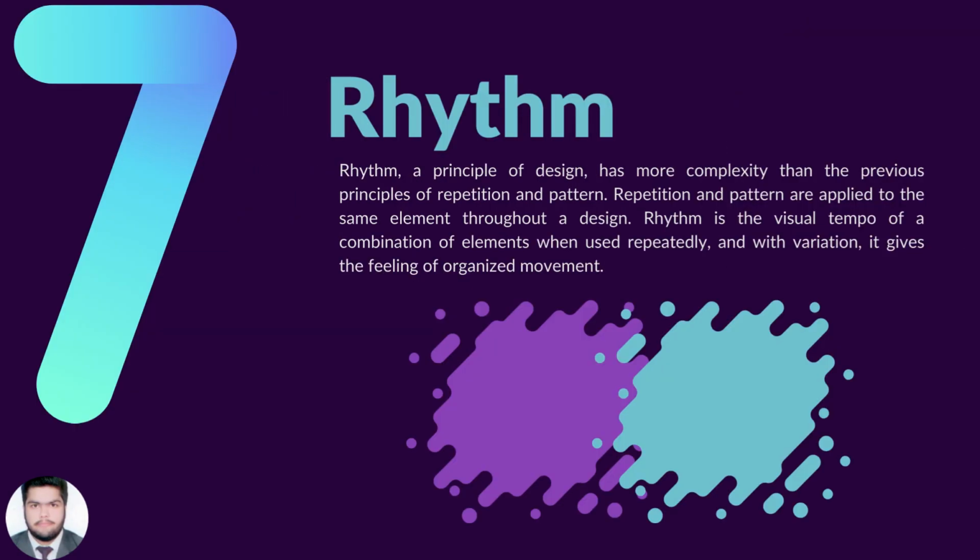Point 7. Rhythm. Rhythm, a principle of design, has more complexity than the previous principles of repetition and pattern. Repetition and pattern are applied to the same element throughout a design. Rhythm is the real tempo of a combination of elements. When used repeatedly and with variation, it gives the feeling of organized movement.